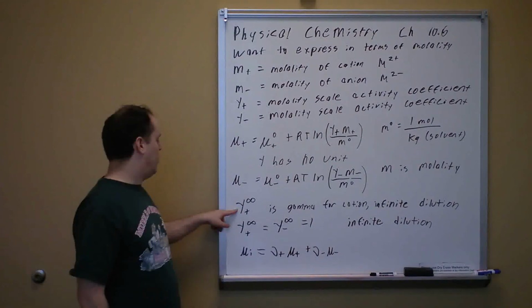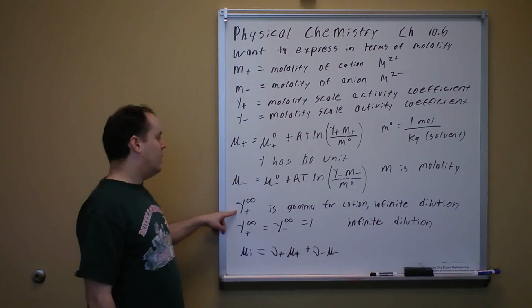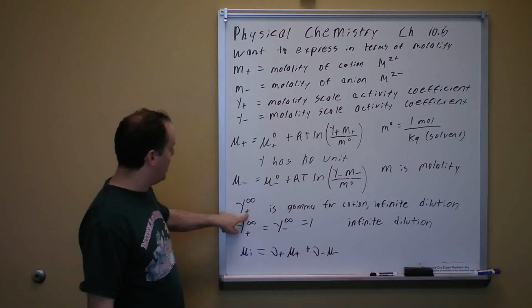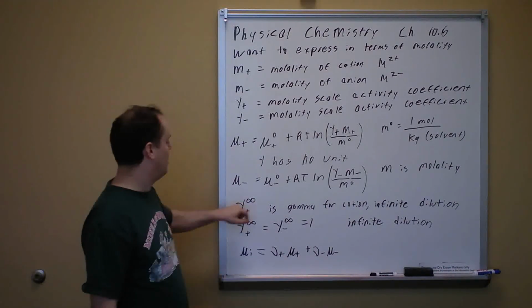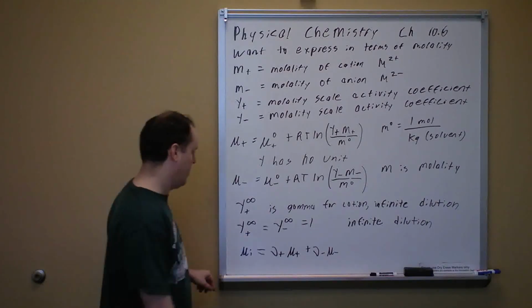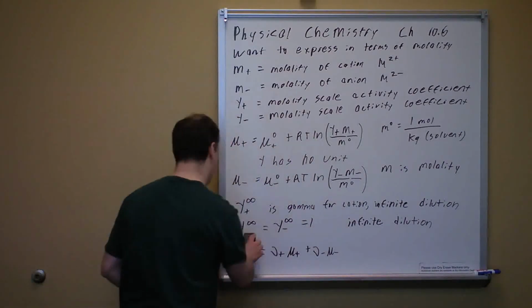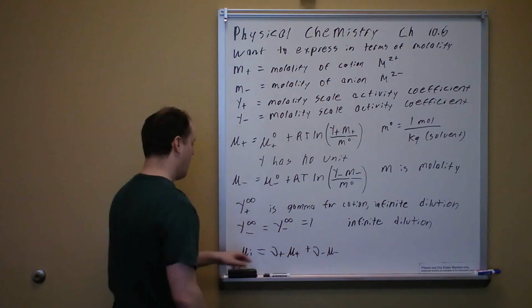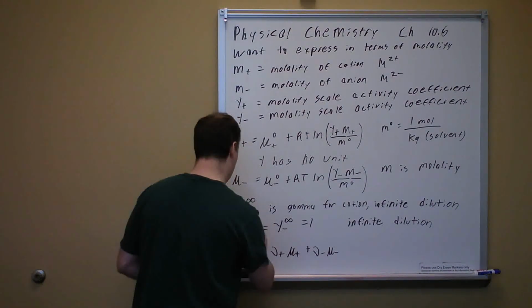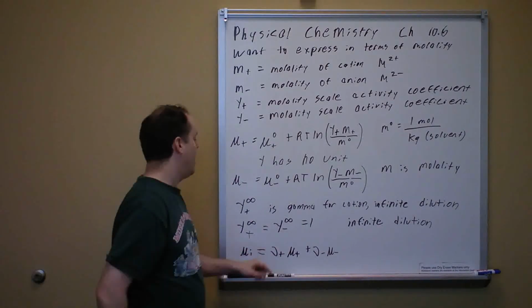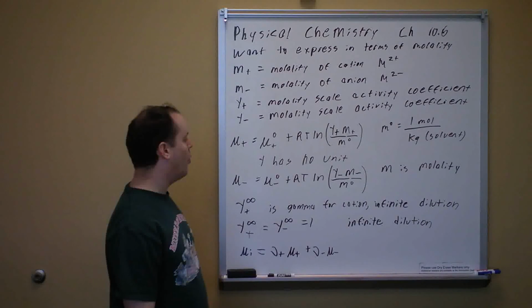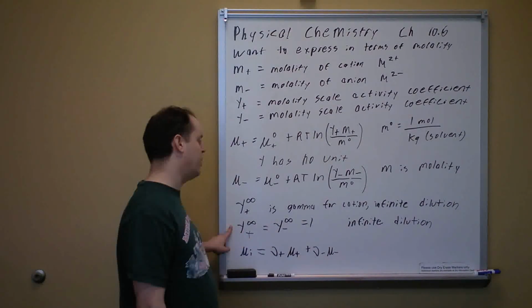Now, we're also going to talk about the limit of infinite dilution. Gamma of the cation at infinite dilution, or gamma, this should be a minus obviously, gamma of the anion at infinite dilution. The plus is here and the minus here. So at infinite dilution, that's where we say that their activity is equal to 1, because it's like an ideally dilute solution.